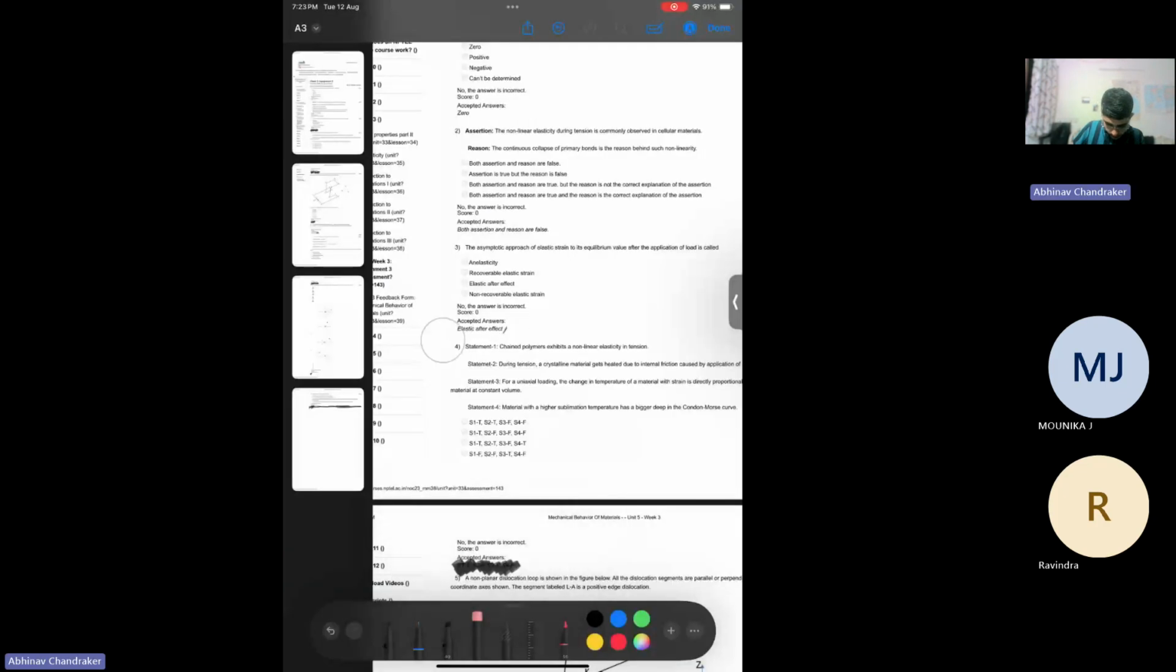But I think the option here is wrong. Here they have called it elastic after effect. Let me check if that is actually a term, because it's supposed to be anelasticity. That is the definition of anelasticity. Time dependent straining. That is a lag between stress and strain. That is what is happening here.